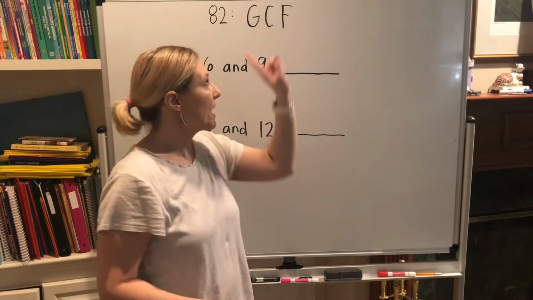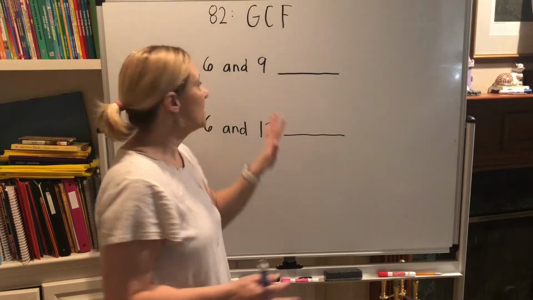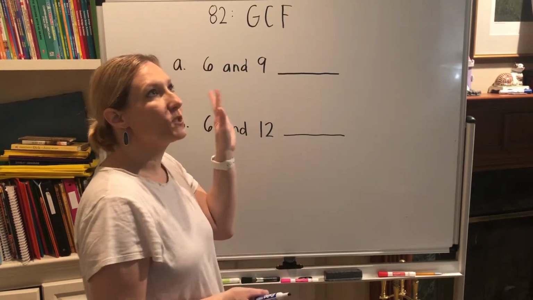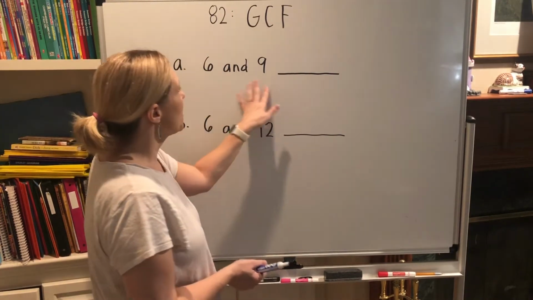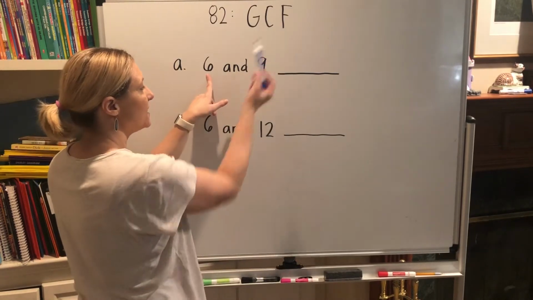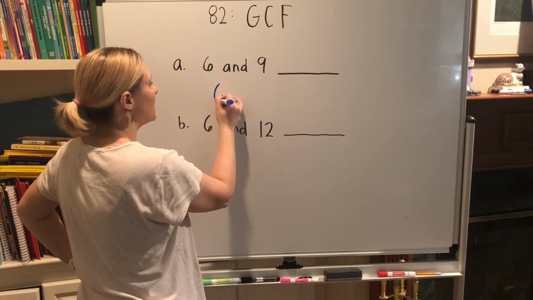They want to know the greatest common factor, the greatest factor that they have in common between 6 and 9. So the best and quickest way to do this in your head is to go to the lowest number. Go to the smallest number when you're looking for the GCF, and let's list the factors for just that low number.